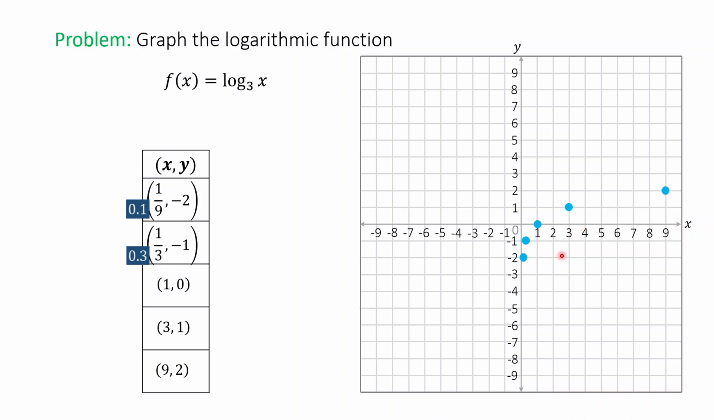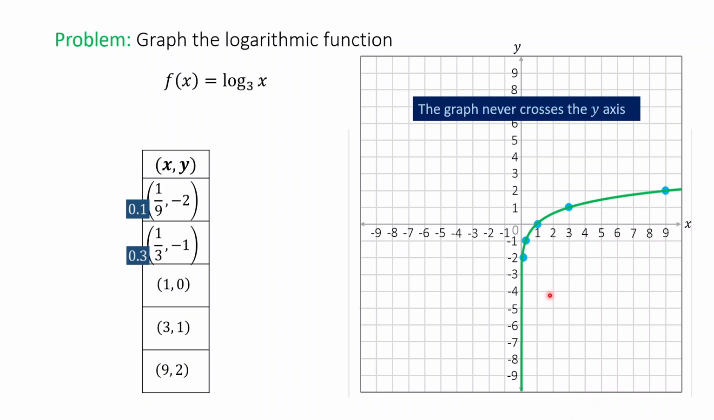Draw a line through these points. You see here, this graph never crosses the y-axis. It is close to the y-axis, but it never crosses the y-axis. So this is the graph for this logarithmic function.